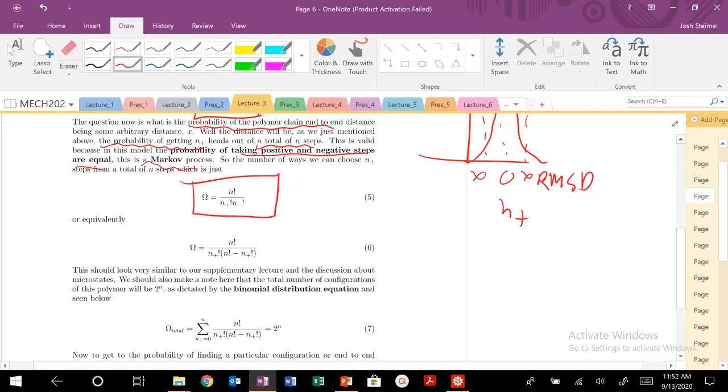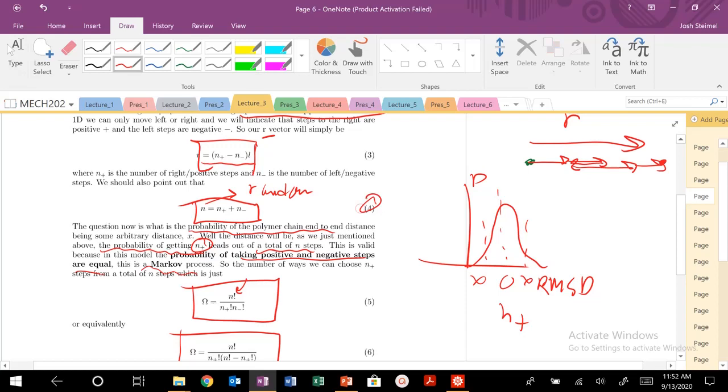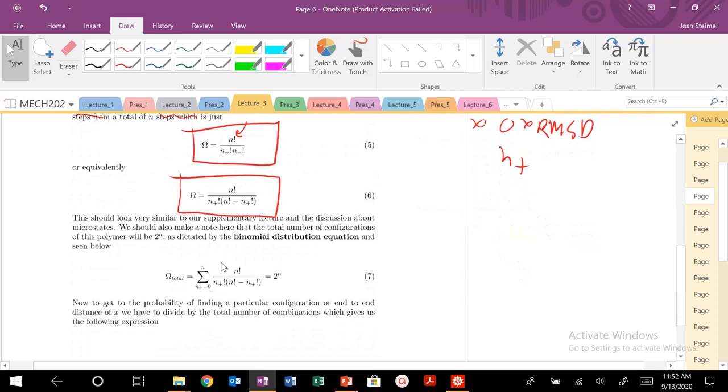It's n factorial, the total number of steps, divided by n plus factorial, the positive steps, and n minus factorial, our negative steps. Or if we're just concerned with n plus steps, we could rewrite this equation using equation 4 from above. We substitute in for n minus, solve, and that's how we get the expression below. This capital omega is the number of microstates.